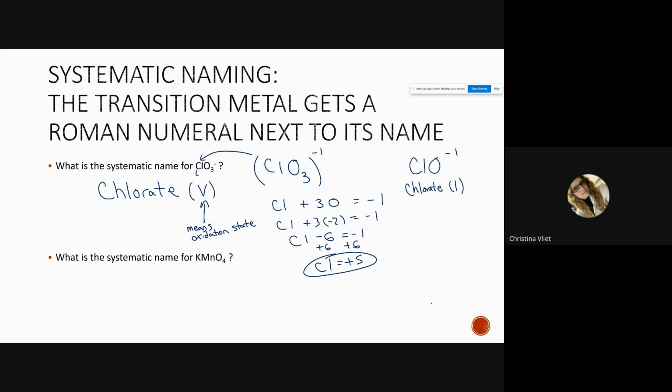Because chlorine here has a +1 oxidation number. When oxygen has a -2, chlorine has to be +1 for that to balance out to be -1. So you would see that as chlorate 1. I'm teaching you this because this is how Cambridge is going to do things from now on, so we need to be familiar with it.